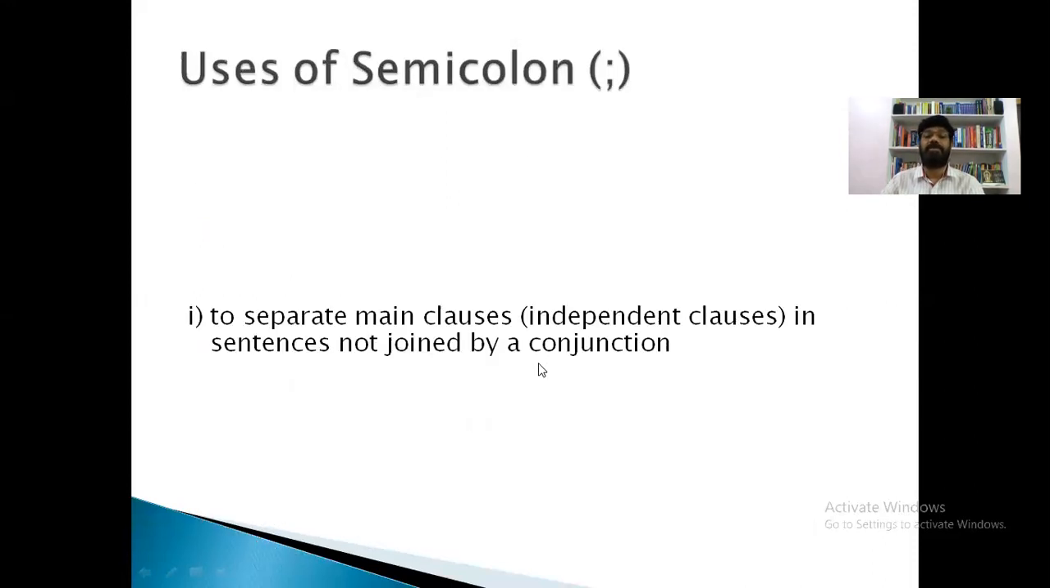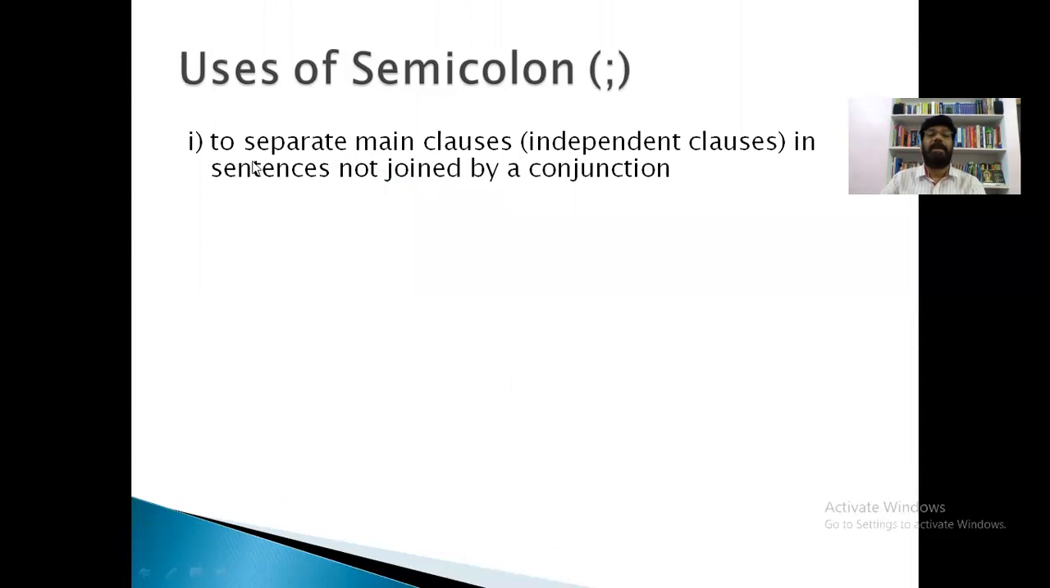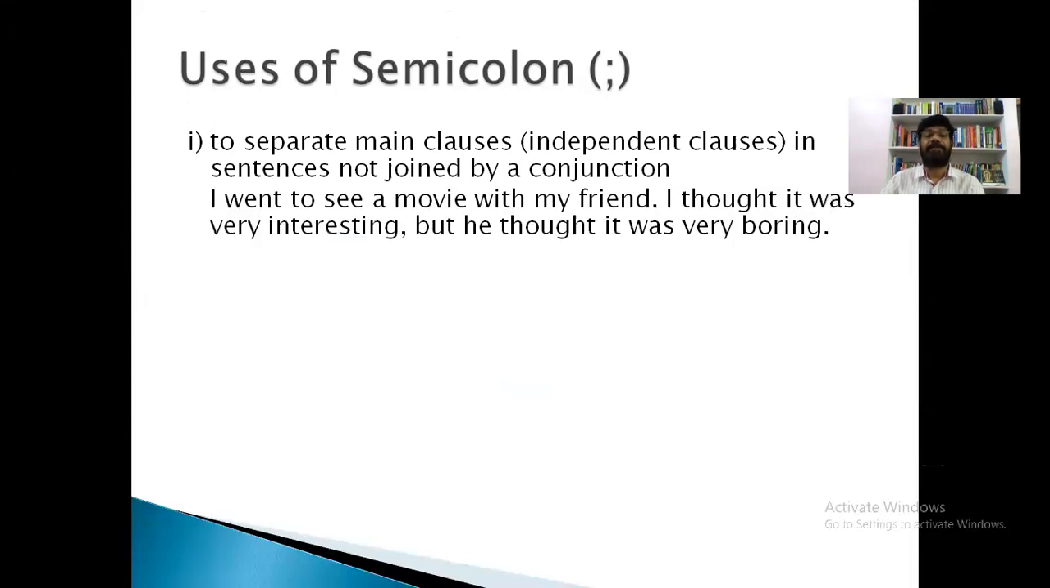So let us talk about the uses of semicolon. Semicolon is used to separate main clauses. It is used to separate main clauses or independent clauses in sentences not joined by a conjunction. It means that semicolon acts as a conjunction. Instead of using some conjunctions, we can also use semicolon. Semicolon replaces the use of a conjunction.